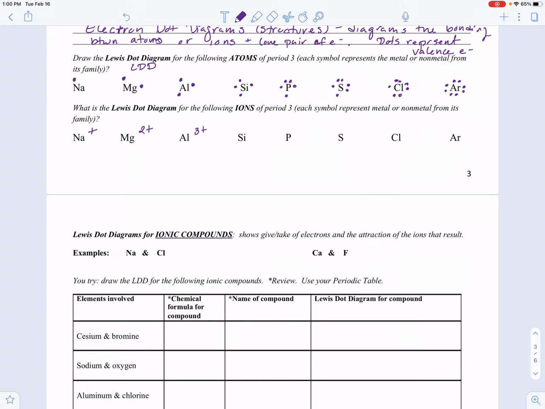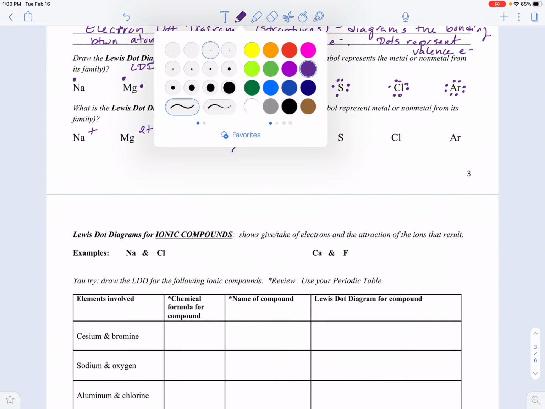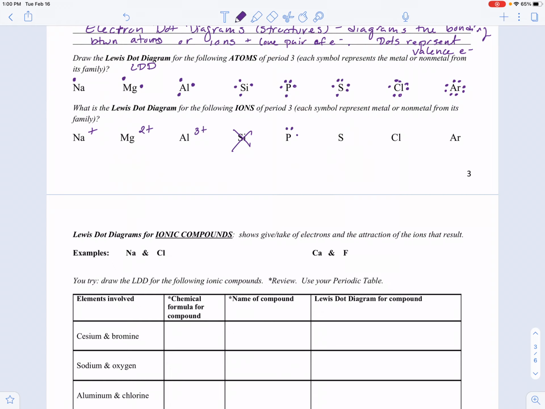Silicon doesn't typically form an ion, so I'm just going to skip. Phosphorus's family, remember, had those 5 valence electrons. So it's going to pick up 3 more valence electrons. You don't have to draw yours in a different color. I'm just doing it to make the notes a little bit more clear. So now it has all 8 valence electrons. We're going to put them in brackets so that we show that they all belong to phosphorus and we don't accidentally show that they belong to somebody else, and that this now has a 3- charge.